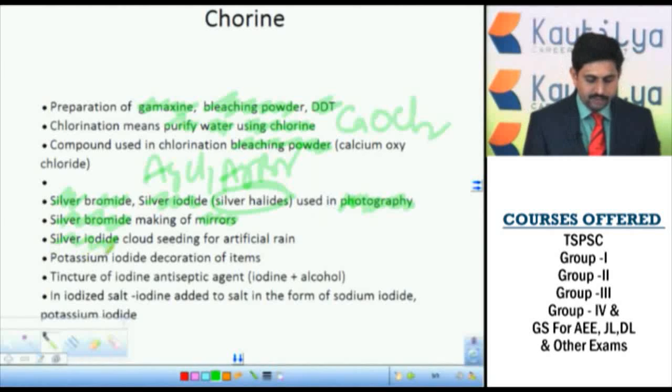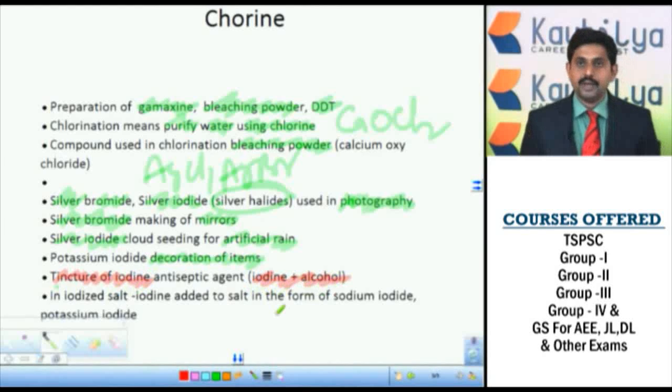Silver iodide is also useful for artificial rain. Silver iodide is passed into the clouds and it releases water, which is called artificial rain. Potassium iodide is useful for the decoration of items. Tincture of iodine means iodine plus alcohol. This is useful for minor injuries, cuts in the mouth or on the lips; for all these we use tincture of iodine.